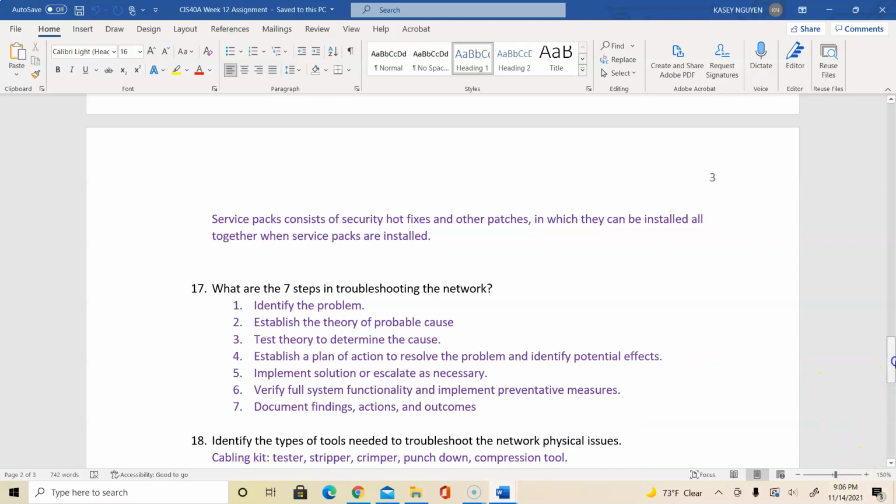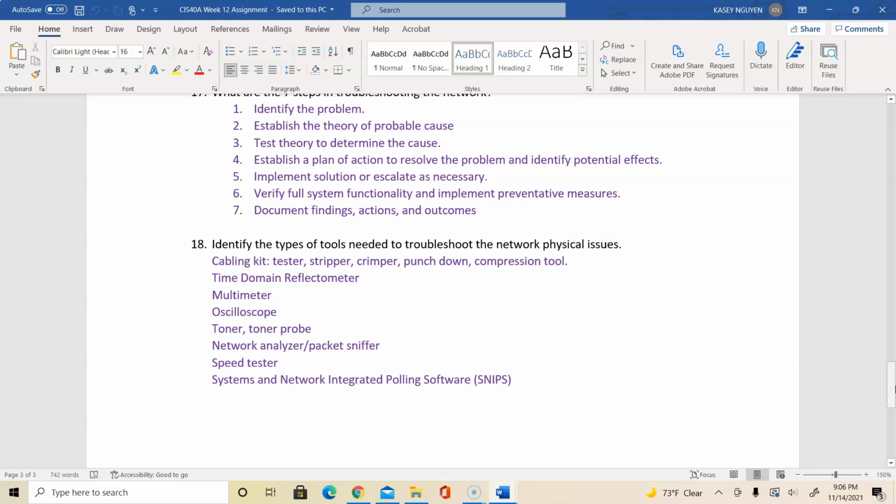So question 18 asks you to identify the tools needed to troubleshoot the physical issues, and we just went over those. You can refer to the last page of our notes for the types of tools needed for the physical networks. And in this lecture, I covered chapters 12, 13, and 17, in which we talked about WAN technologies, internet technologies, our network management procedures, steps, policies, along with network troubleshooting techniques and tools. And thank you for watching the video.